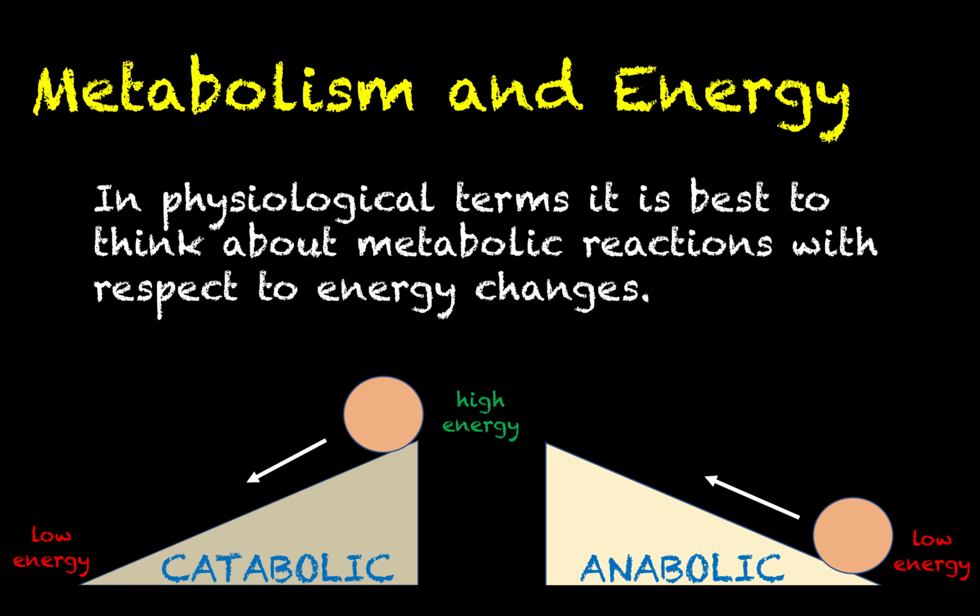So when you are thinking about in the future these different types of metabolic reactions, I suggest that you think about them in terms of the energy that's involved. So for catabolic reactions, you can think about a large complex molecule starting at a high energy state and then moving downhill towards a low energy state. The difference in energy as you go from high to low energy is going to be in large part harvested by the cell.